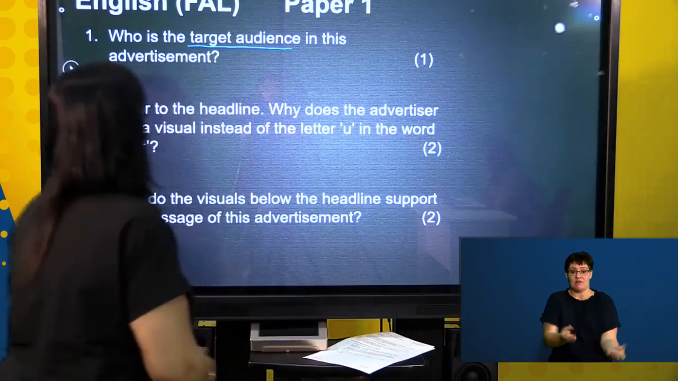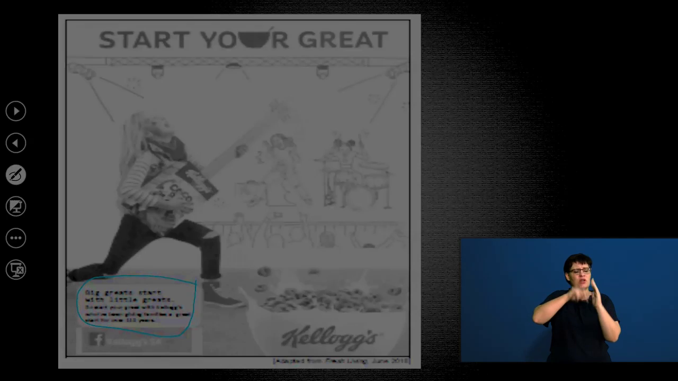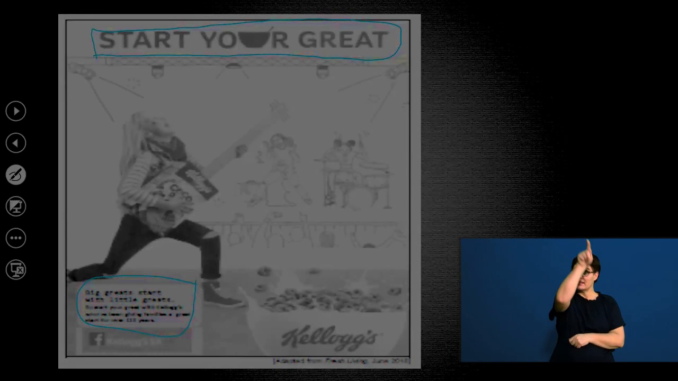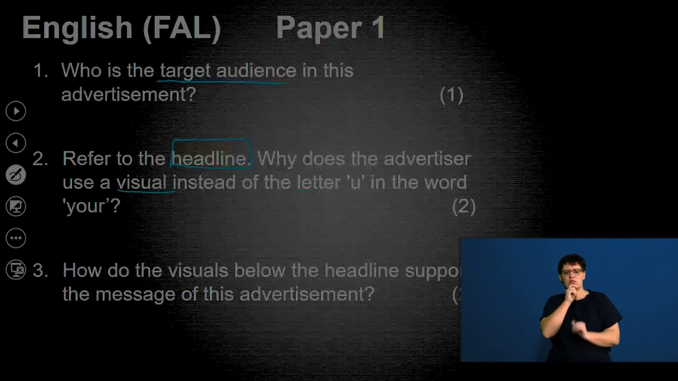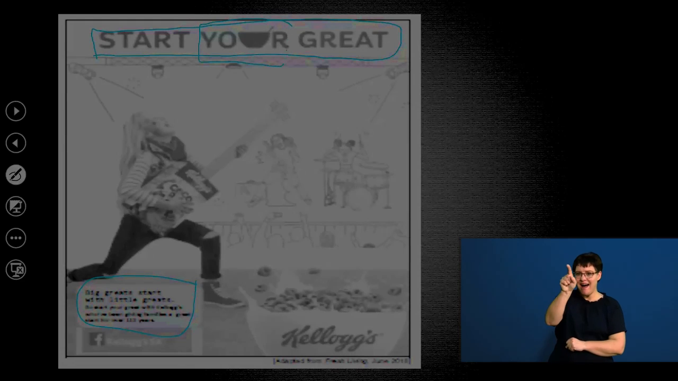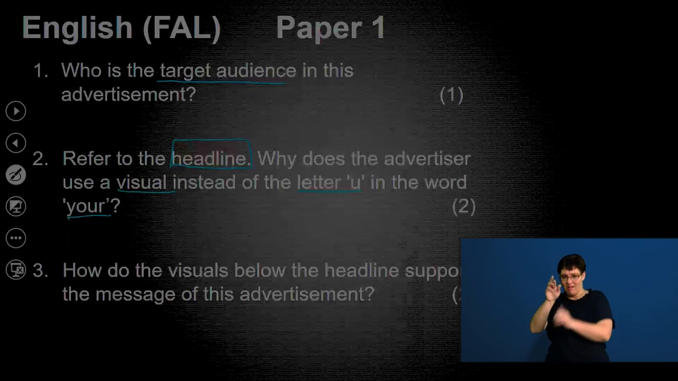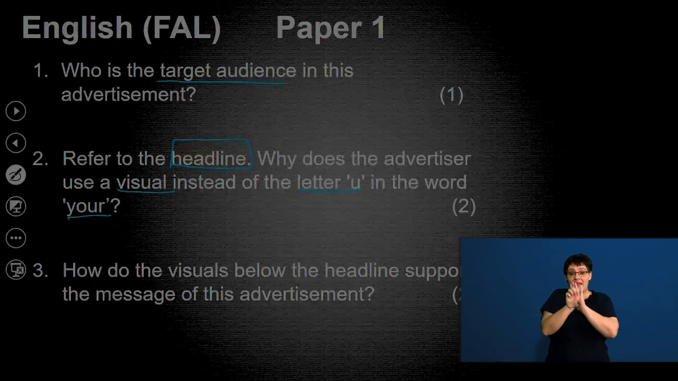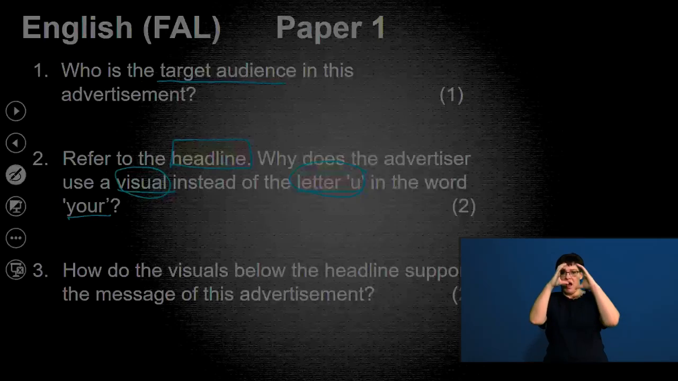So let's go on to the second question. And here we are referring to the headline. So before we read the question, let's look at the headline. The headline is up here. Okay, start your grade. Go back to our question. Refer to the headline. Why does the advertiser use the visual instead of the letter U in the word your? Let's go back to our visual, and we are actually looking at this specifically. If you look here, there's a little bowl with a spoon in it, and instead of a U, we actually have a bowl. So that is an advertising technique, and the advertiser has basically used the visual instead of the letter U to get you into focus with a bowl of cereal.